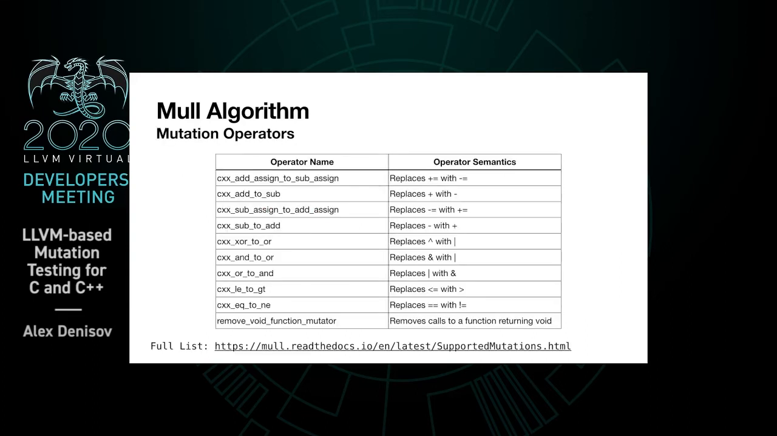Currently, mal supports 41 mutation operators specific to C and C++. Here are some of them. Implementing the same set for other languages is possible, but it is much less trivial and would require significant work.